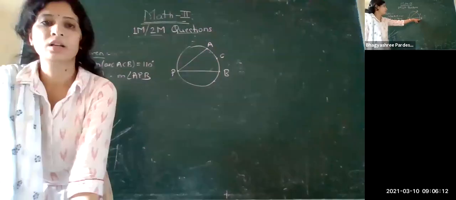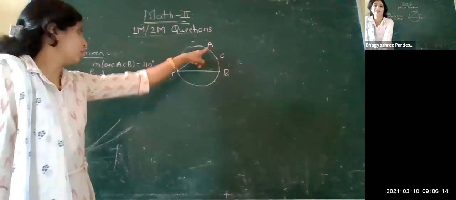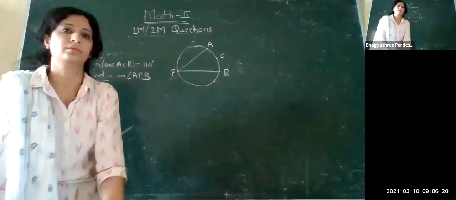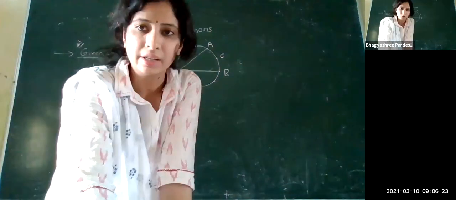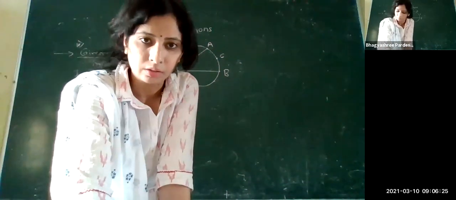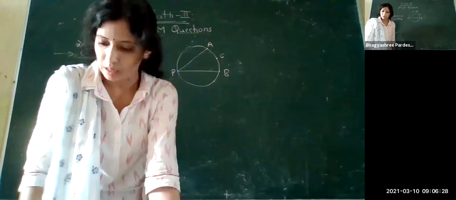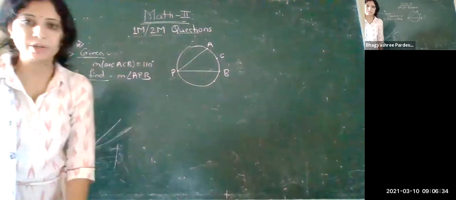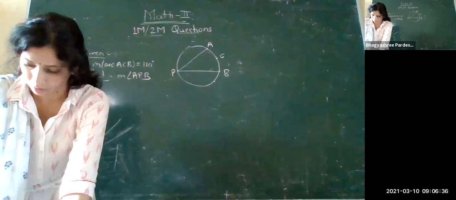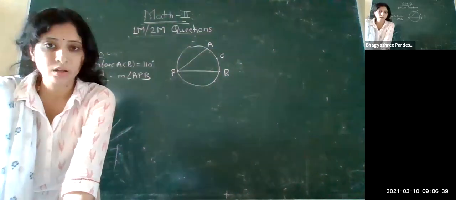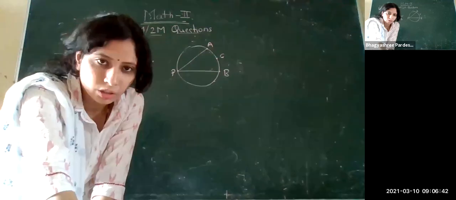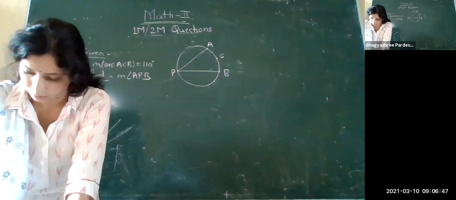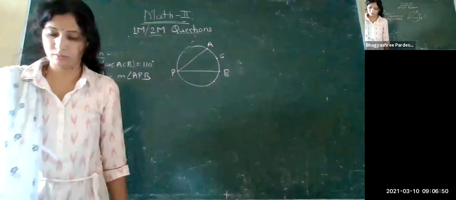Yes? Arc ACB is given to us. We have to find out APB. Can anyone answer this question? Yes, anyone? Hand raise. Yes, Lakshmi, you can unmute yourself and answer this one. Okay, not Lakshmi, then who is this? Rahul. You can unmute yourself. 17.